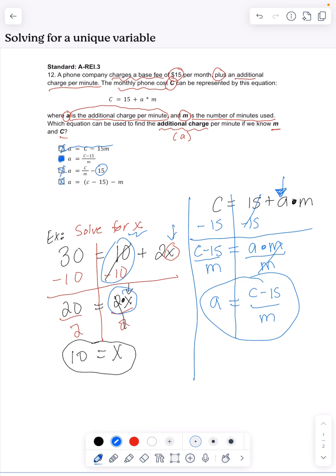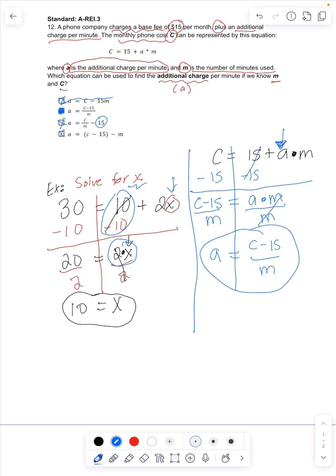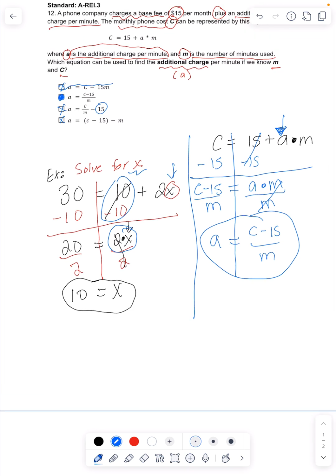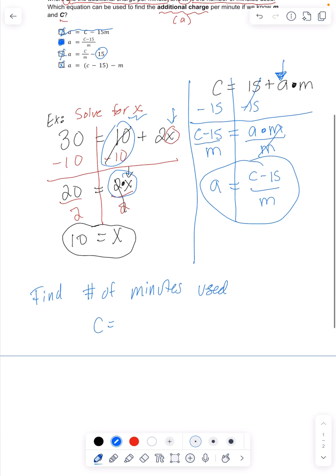Hope that helps. Actually, you know what? The other thing is, in this case, they asked which equation can be used to find the additional charge per minute if we know M and C. But they could also have asked us to find the number of minutes used. So the equation in this case, again, is C is equal to 15 plus A times M.